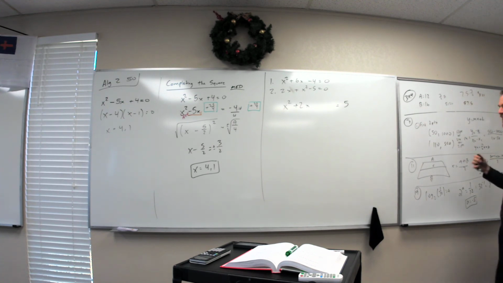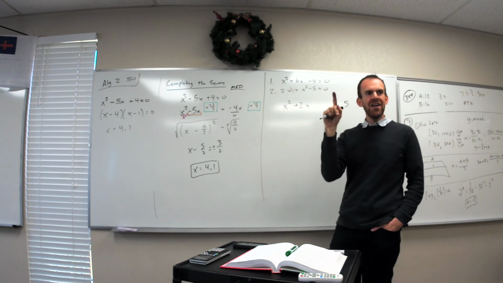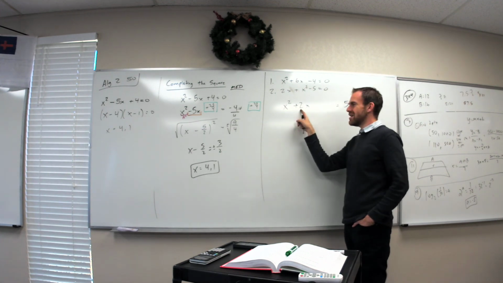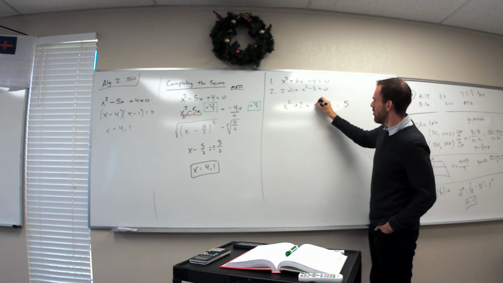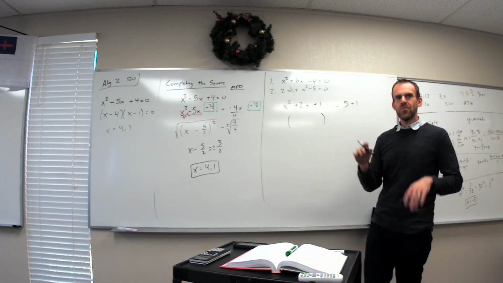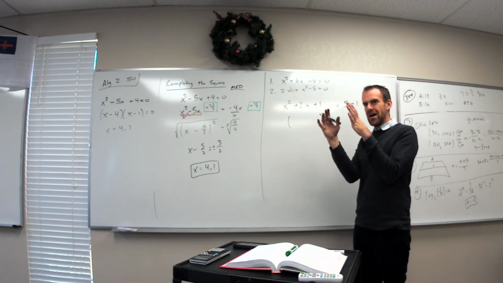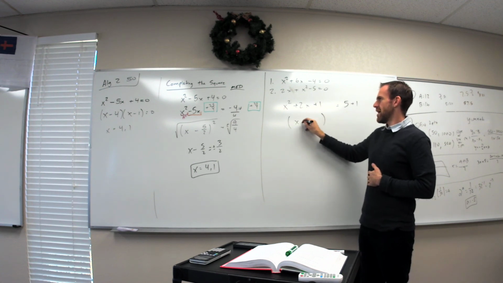Okay, class, everyone together. What do we add to both sides? 1. How did you get 1? Because you take this number, divide it by 2, and square it. That gets you 1. So, what does this become? Remember, you're thinking of that formula. If you don't want to think of that formula, just think of this number divided by 2. x plus 1.